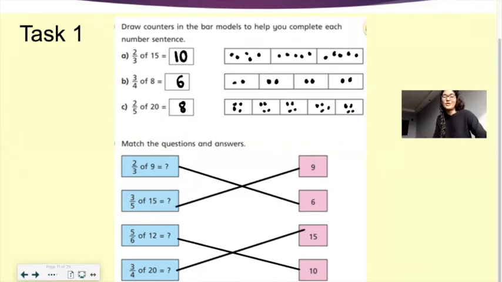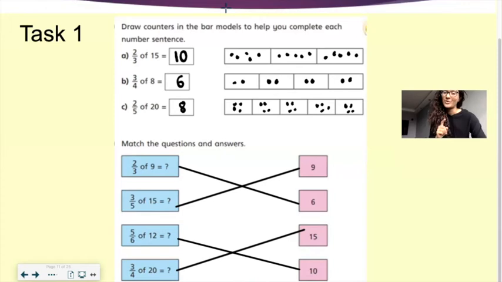Part A, 2/3 of 15 equals 10. Part B, 3/4 of 8 equals 6. And part C, 2/5 of 20 equals 8. Now match the questions to the answers.